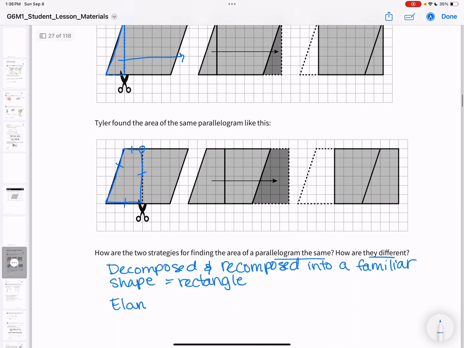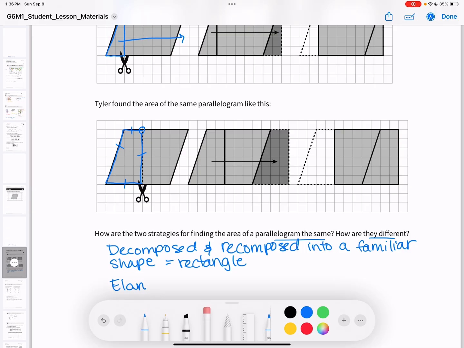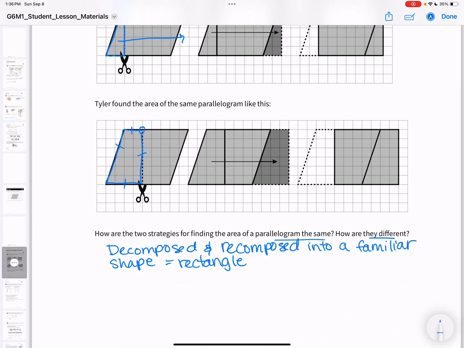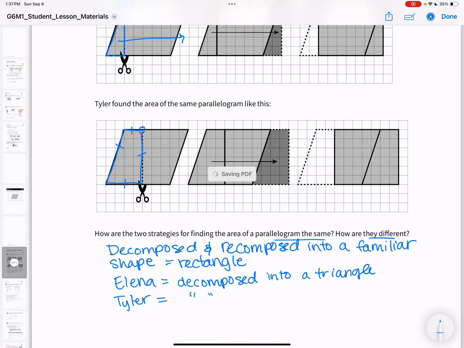So, Elena, how do you spell Elena? Oh, E-L-E. Elena decomposed into a triangle, and Tyler decomposed into a quadrilateral. Both are fine, it's just a preference.